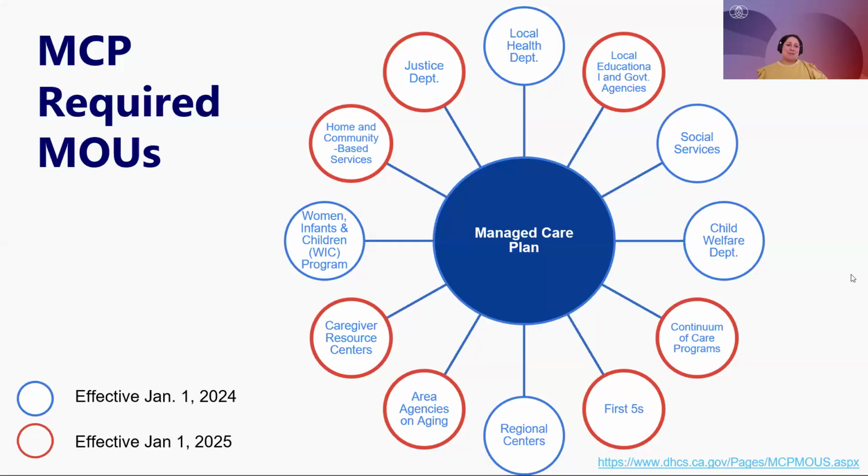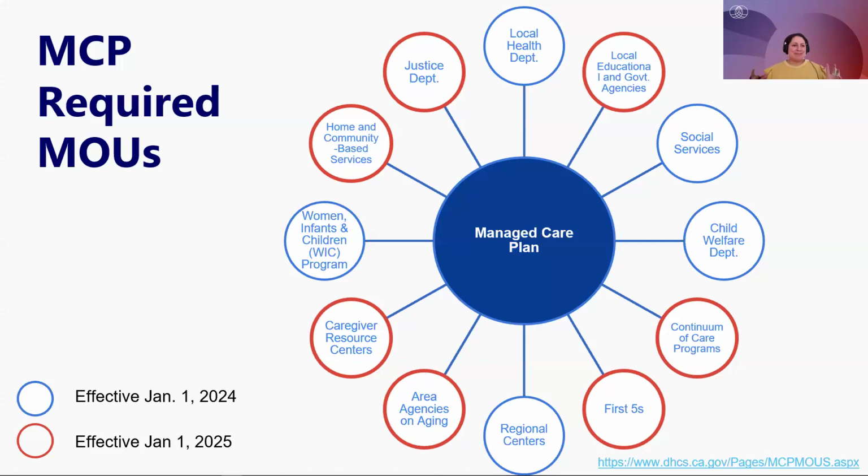Other MOUs will be required. Yay, there they are. Other MOUs will be required beginning next year. And the two that I'd like to highlight, given the conversation that you'll be engaging in a few minutes around COHA, is this requirement that plans work with local health agencies and that they work with local educational agencies and even groups like First Five, social services, child welfare departments.